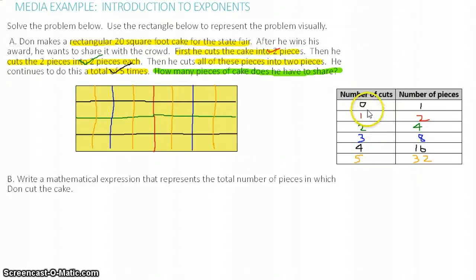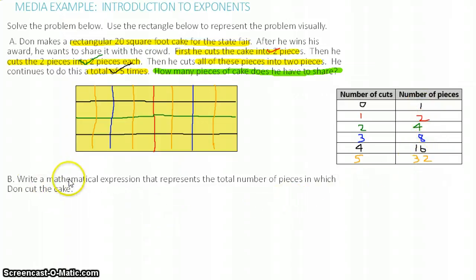So you may notice a pattern. With each cut, the number of pieces doubles. So we took 1 piece and broke it into 2. 1 times 2 is 2. We took 2 pieces, broke each of those into 2. 2 times 2 is 4. 4 pieces, each of them into 2. 4 times 2 is 8. 8 pieces into 2. 8 times 2 is 16. And then 16 times 2 is 32. Okay? And notice in each case we were multiplying.